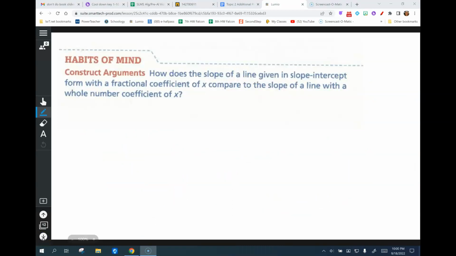Okay, how does the slope of a line given in slope-intercept form, so we're back in your book. We should be about the same place where we left off. Given in slope-intercept form with a fractional coefficient compared to that with a whole number coefficient. Okay, so just think about it. If I have a fractional coefficient, coefficient means the number connected by multiplication to a variable. So 2/3 is a coefficient of x. It's the number connected by multiplication.